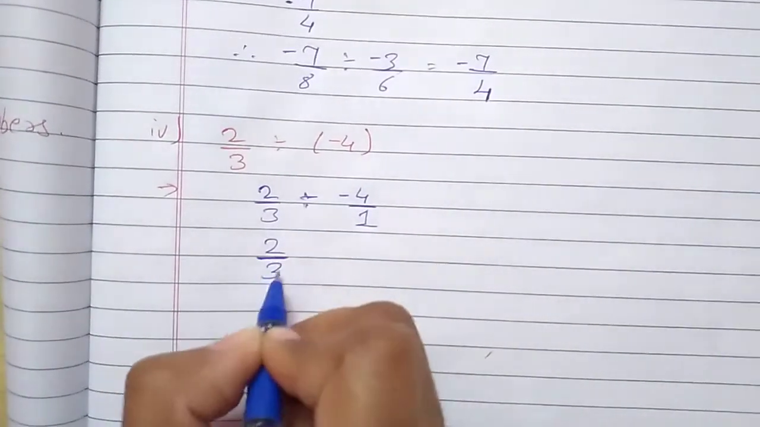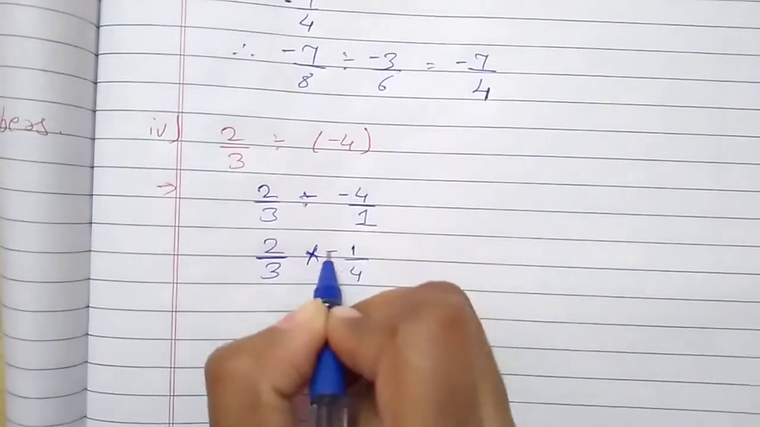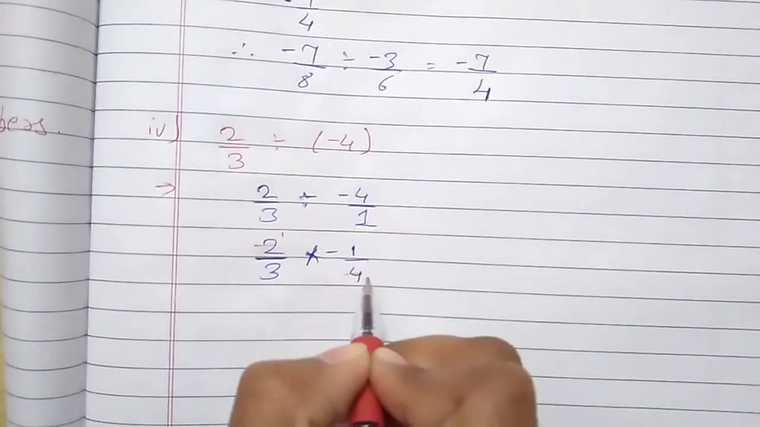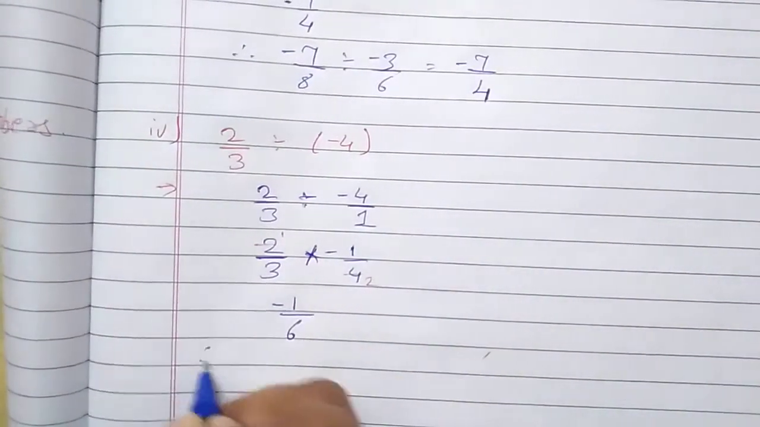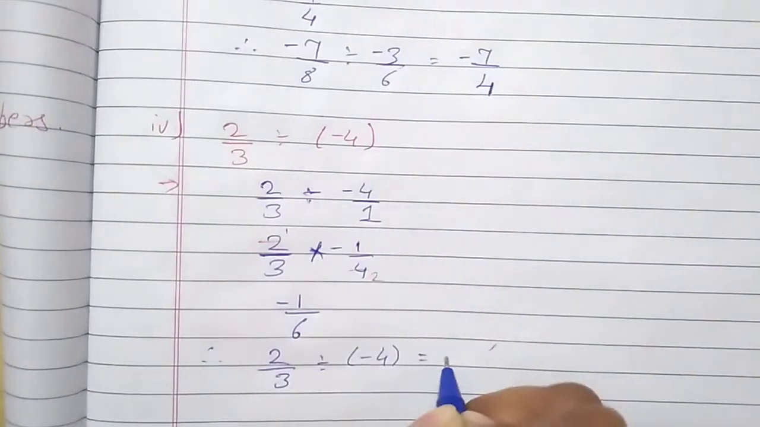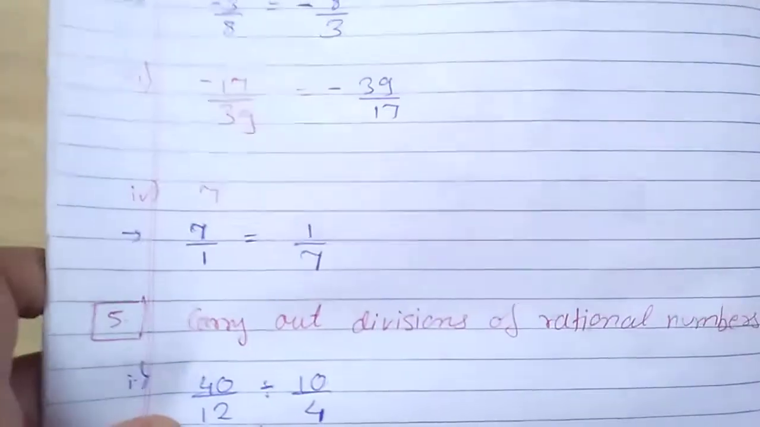2 upon 3 into 1 upon 4, negative. Cut it. 2 ones are 2, 2 twos are 4. Right here minus 1, 3 twos are 6. Therefore 2 by 3 divided by minus 4 is equal to minus 1 by 6. Now next, the fifth one I will show you afterwards, at the last of this video. Together I am going to teach you all forms.